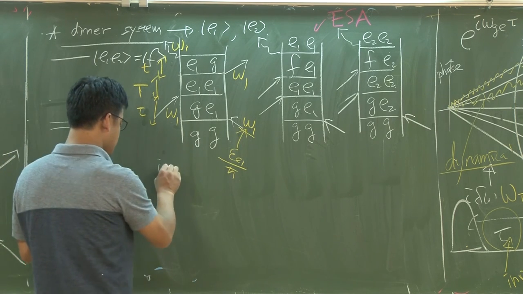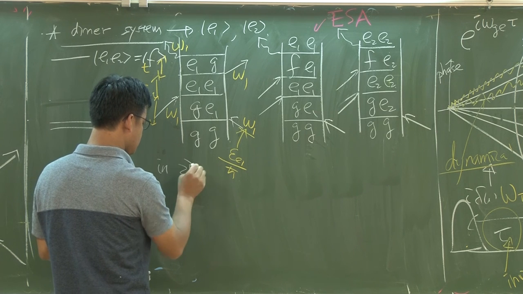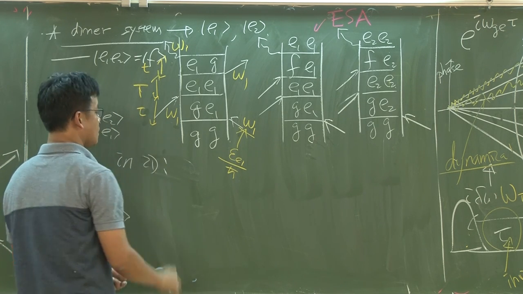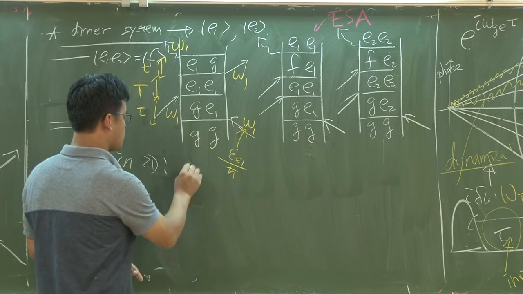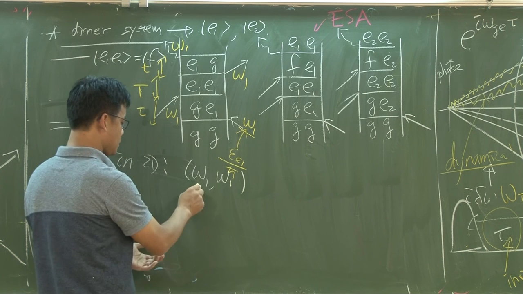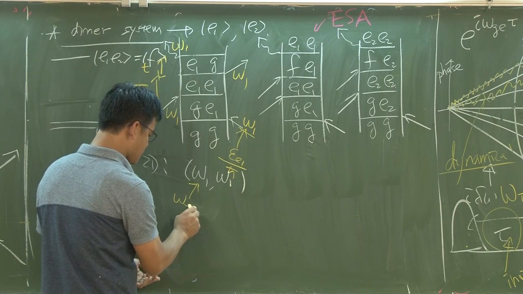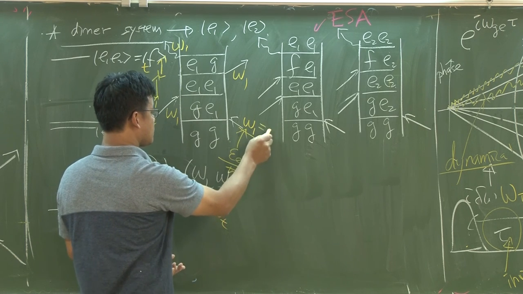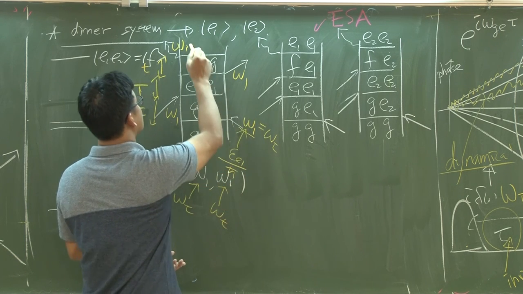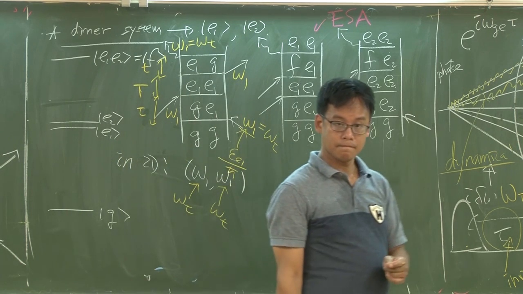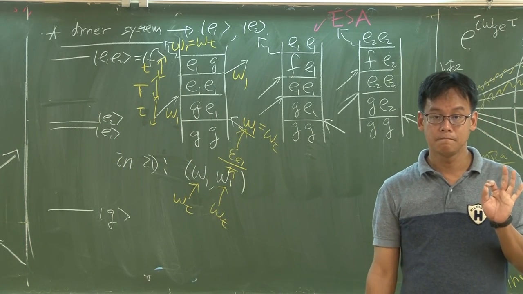So in 2D, we expect this signal to come out at the omega 1 position. Here is omega tau, here is omega t. This will be omega tau, and this will be your omega t.